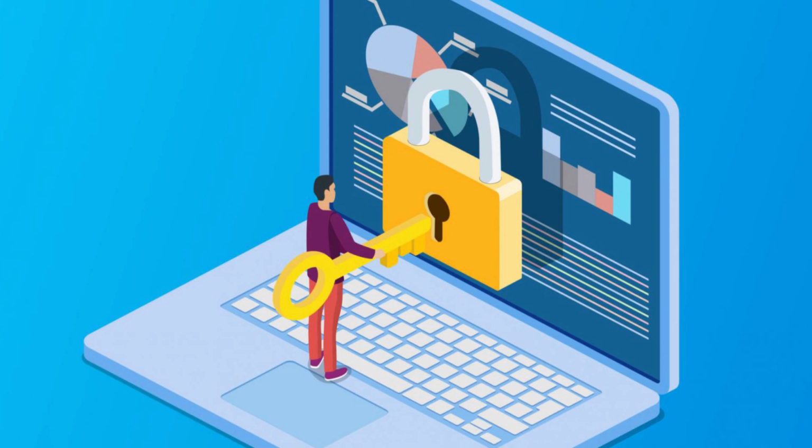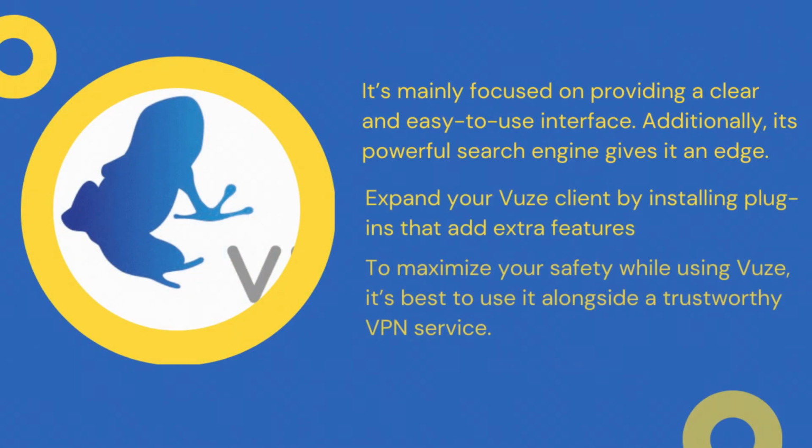Now, let us switch to the second option, Views. It provides simple interface and advanced search features. Views is mainly focused on providing a clear and easy to use interface. Additionally, its powerful search engine gives it an edge. By entering some simple tags and titles, I found the exact torrent files I wanted without having to search through hundreds of similar files. There is also an option to change your user proficiency to either intermediate or advanced to increase or decrease the functionalities.